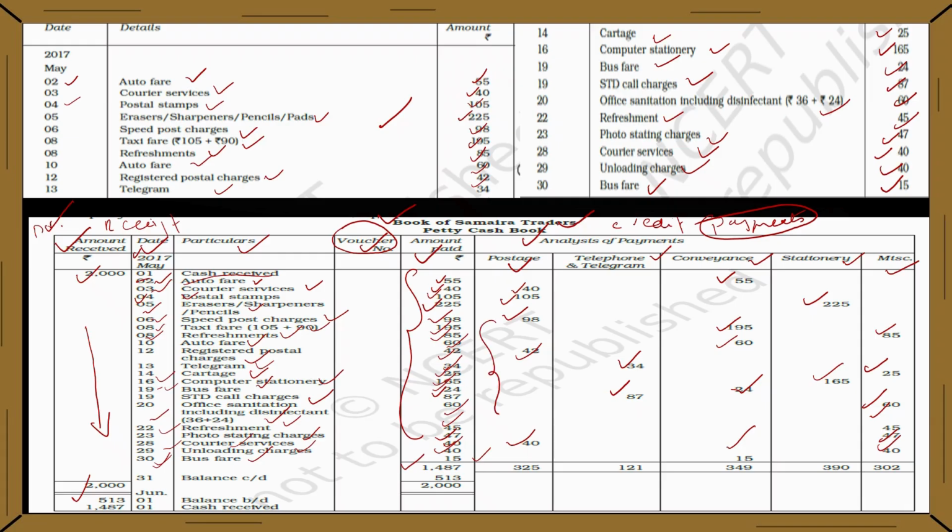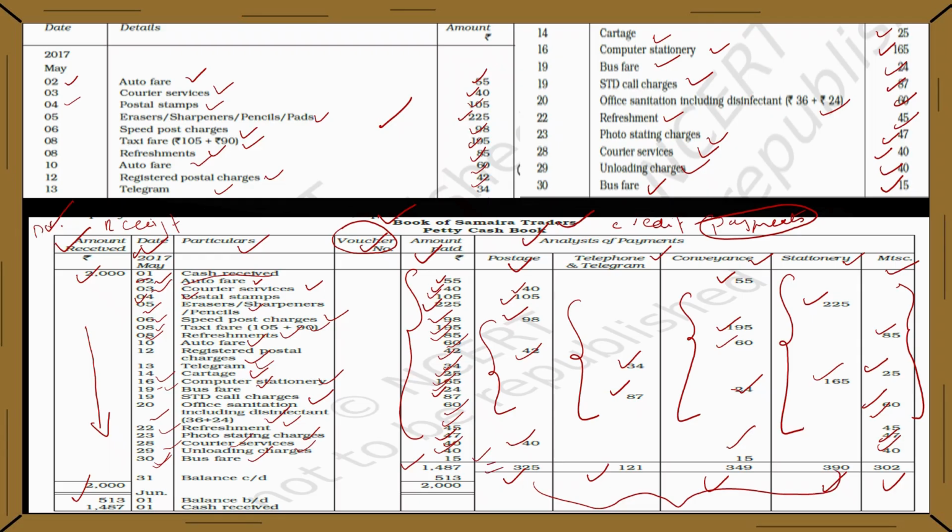Postage column, if you total it is 325. Telephone and telegram, it is 121. Conveyance, if you total it is 349. Stationery, if you total it is 390. And miscellaneous expenses, if you total it is 302. So all these total together should equal 1487. Okay. Now 1487 is the total expenses incurred.